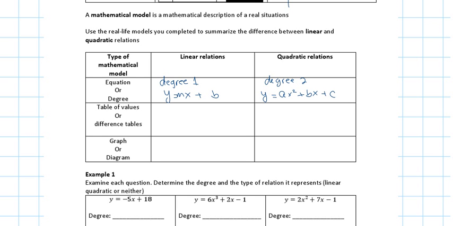What did we learn for the table of values for the linear? The first difference. So for the linear relation, we learned that the first difference is constant. How about for quadratic? The second difference is constant.